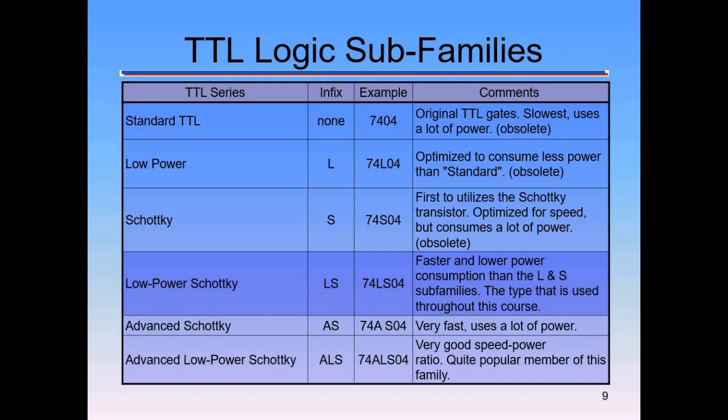The 74L04 models consume less power than the standard, but those are still obsolete. And then we have the Schottky, the 74S04. Those are kind of the precursors to the ones we're using right now. They were optimized for speed, but they still consumed a lot of power.